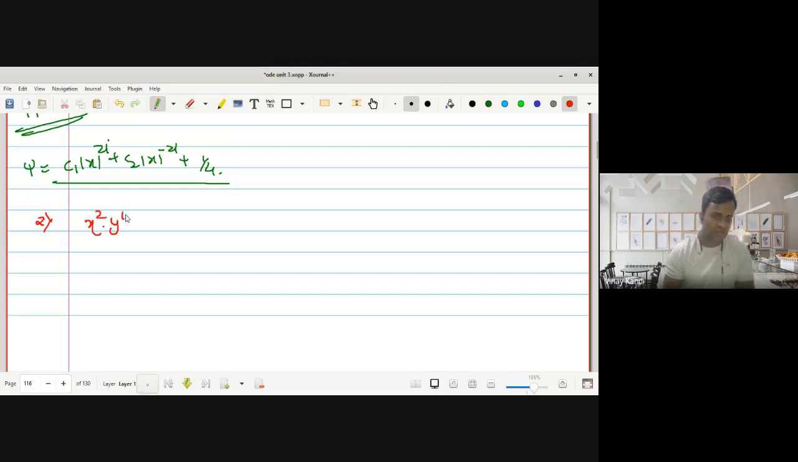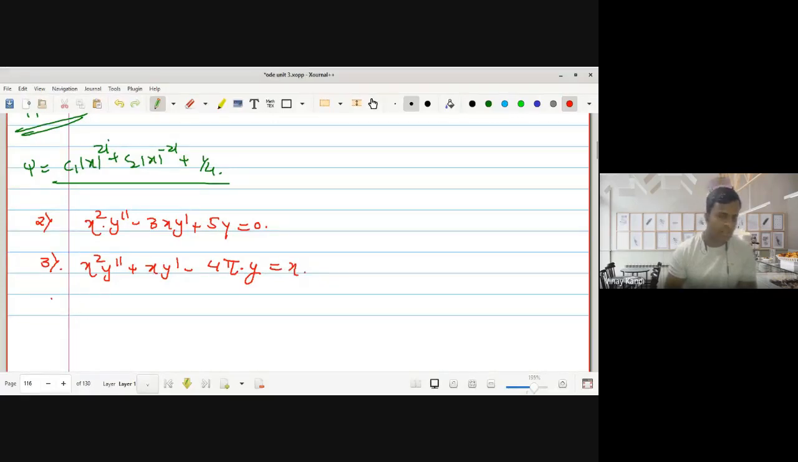Solve this for the homework. x squared into y double dash minus 3x y dash plus 5y is equal to 0. Okay, it is homogeneous so you do not need to find psi p. Third one, x squared y double dash plus xy dash minus 4 pi y is equal to x. Okay, fourth one, x squared y double dash minus 2 plus i into x into y dash plus 3 into i into y is equal to 0.